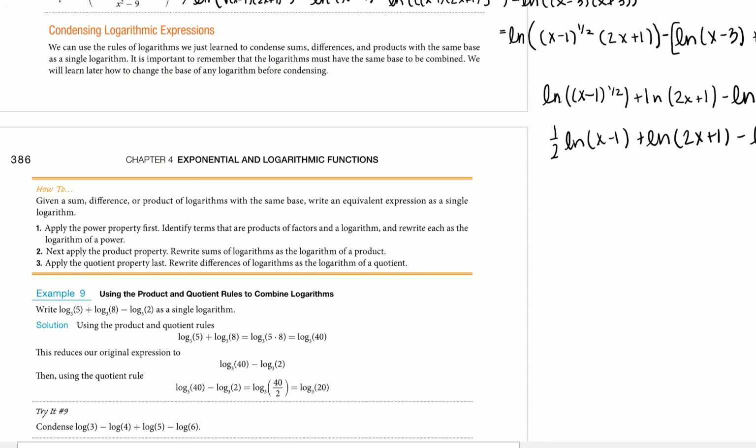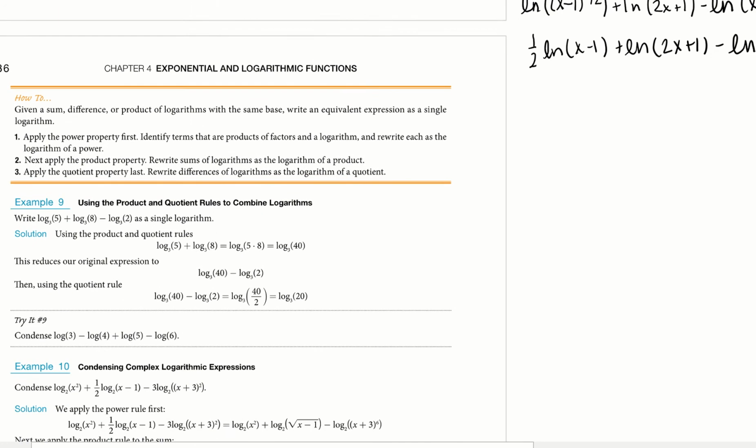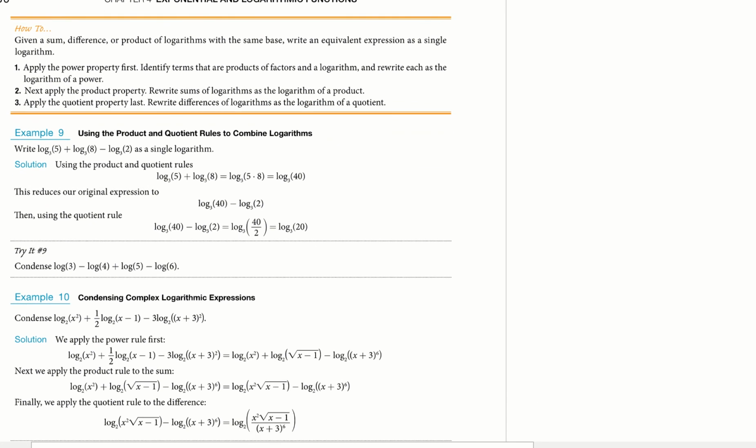So now we can work on condensing. So that's going the other way. Condensing will make it smaller. So the first thing we're going to apply is power. So next you will apply product, and then you will apply quotient, PPQ. Power, product, quotient. Okay, here's the book's example.